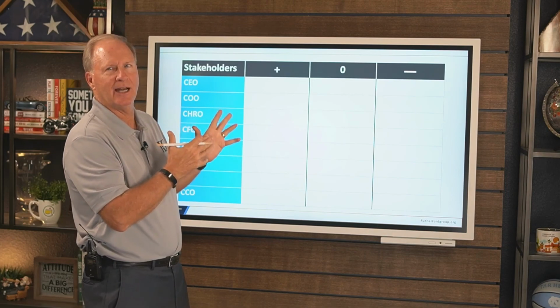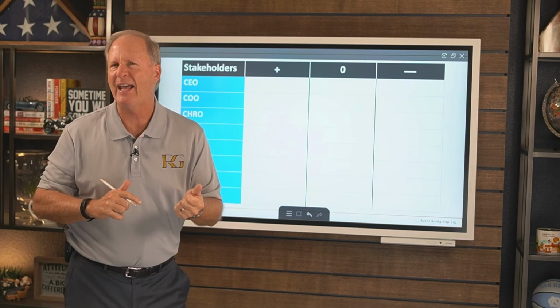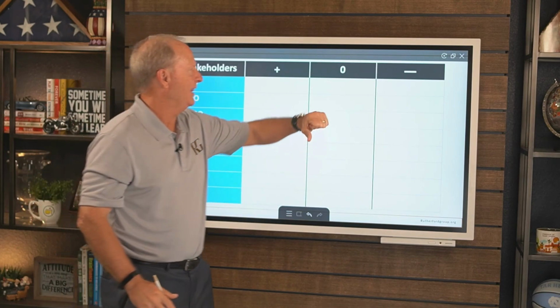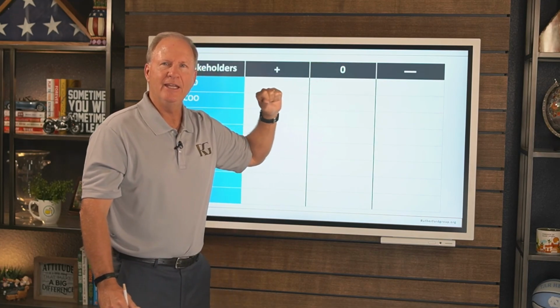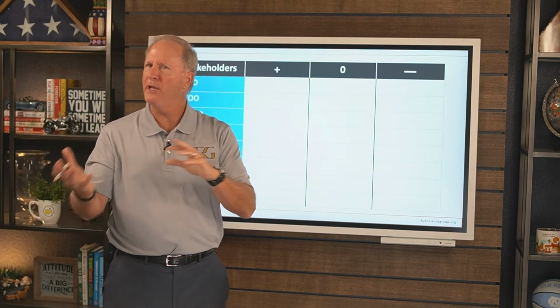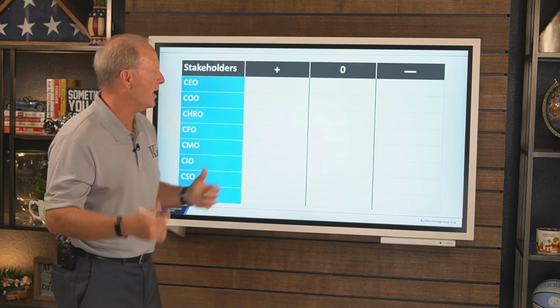The second bucket that I want to look at then is over here in the far column, which is they have negative attitude or negative feelings toward this. These are our opponents, right? And then in the middle, these are the people that are neutral. They don't really have an opinion one way or another. These are what I call fence sitters. So let's walk through this.